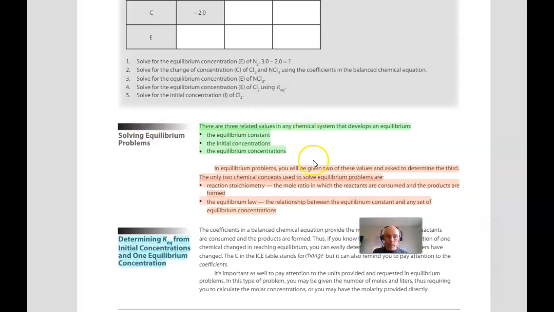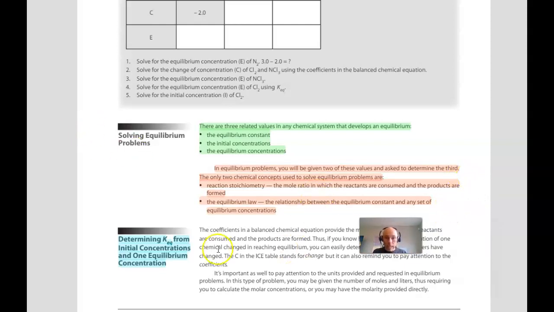In equilibrium problems, I'm looking at this section in green here, it reminds us there's 3 variables or 3 values that come into play for an equilibrium system. There's the equilibrium constant, which could either be given to us or we find. There are the initial concentrations, which could either be given to us or we will find. And there are the equilibrium concentrations, which we will either be given or will find. There's also the C row, but that just tends to solve itself, and we'll talk about why.